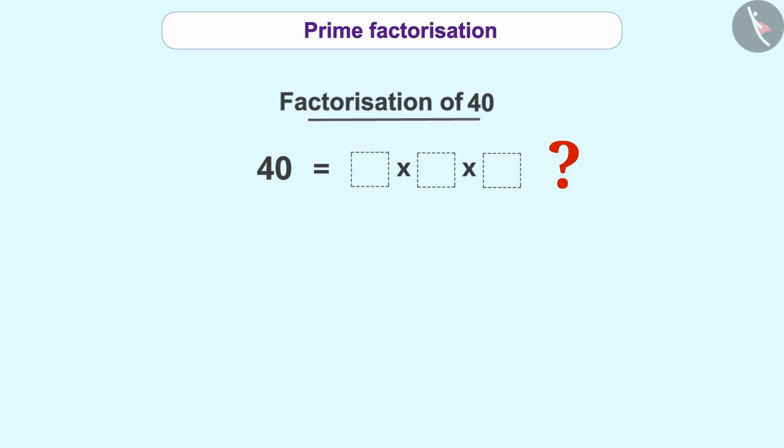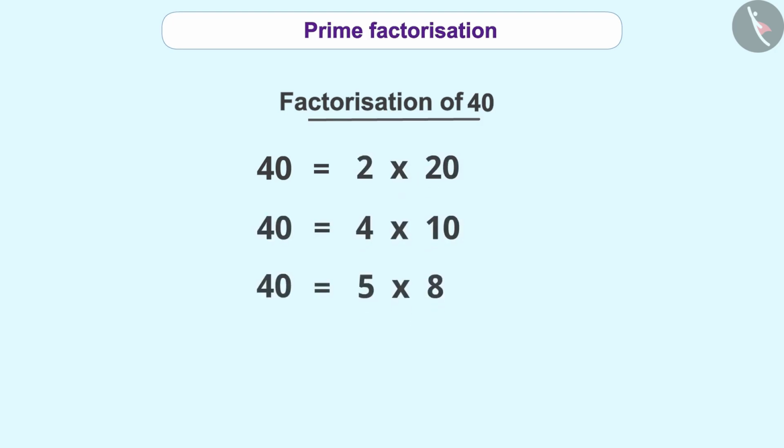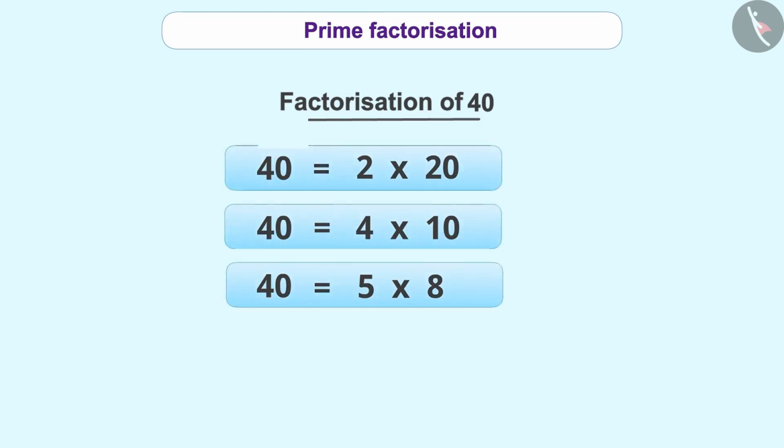Upon trying, you must have understood that 40's factorization can be done in different ways, like 2 multiplied by 20, 4 multiplied by 10, 5 multiplied by 8, etc. What does it tell you? We can say that the factorization of a number can be expressed in different ways.